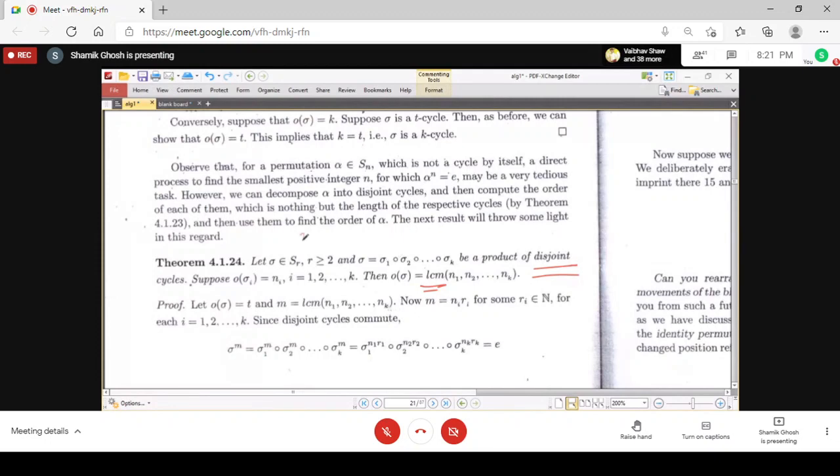So if you have a permutation, suppose like this: (1 2), (3 7 5 8), and then (4 6). Then you have a 2-cycle, a 4-cycle, and a 2-cycle. So the order of alpha is the LCM of 2, 4 and 2. That is, the order of alpha is 4. Because all of them are disjoint cycles, the order of alpha is 4. You can calculate in this way in the disjoint cycle expression. But if it is not disjoint, then the result is not true.